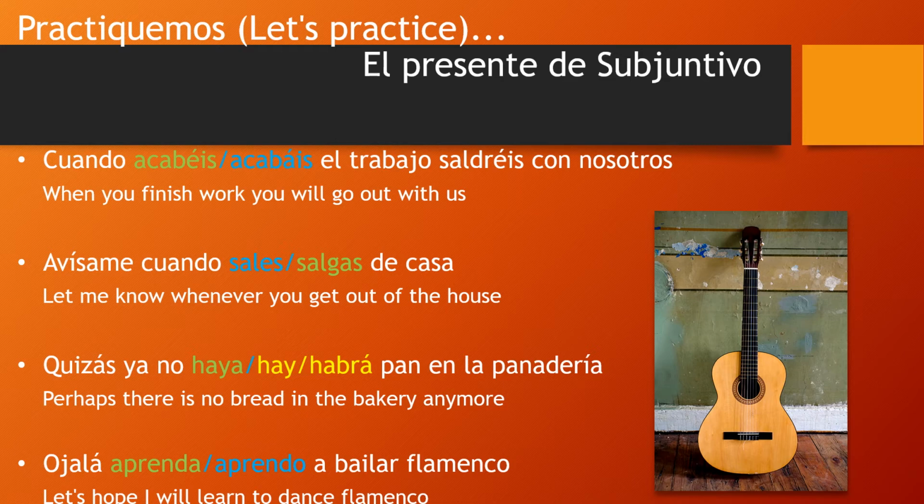And quizás no habrá, you could use the future here. Perhaps there won't be bread in the bakery in the future, but it's got a more general sense. The more suitable would be the subjunctive, quizás no haya, but you can find the three. Like I said, some of them are more flexible. The other ones have to be, for example, after cuando has to be the subjunctive. And here, ojalá aprenda, same, it has to be the subjunctive. A bailar flamenco. I'm hoping for it. It's a wish, a desire. Let's hope I learn. Subjunctive.